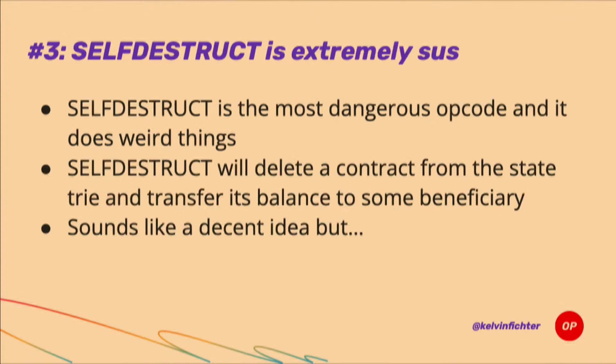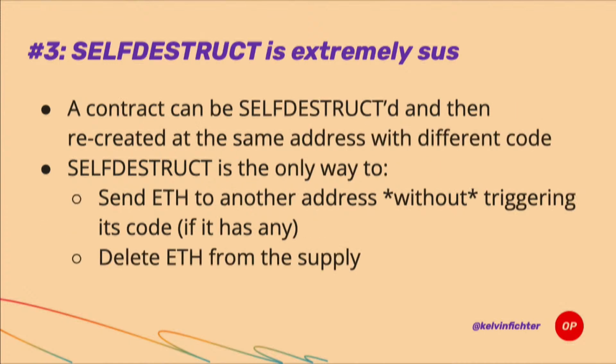SELFDESTRUCT is extremely sus, but it has some cool stuff. So SELFDESTRUCT will delete a contract from the state trie, and it will transfer its balance to the beneficiary. Very cool opcode. A lot of people hate it, and it's created a lot of bugs for people, but whatever. So SELFDESTRUCT is sus because a contract that uses SELFDESTRUCT can delete itself, and then it can be recreated at the same address with completely different code, which is kind of a cool way to do upgradable smart contracts, and I think some people have done this before.